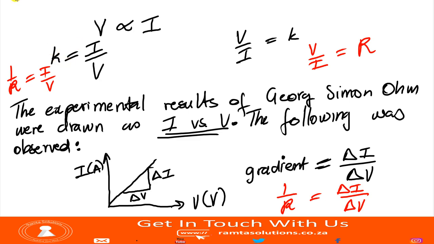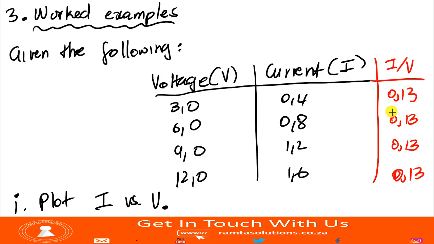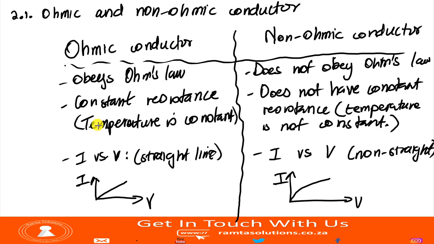So I want to say, guys, this thing here is a constant. Okay? This thing here is a constant. Okay? This thing here is a constant. Okay? And with our work, the example that we did, you can see that indeed it's a constant. So this verifies what we said. Resistance is constant for an ohmic conductor.